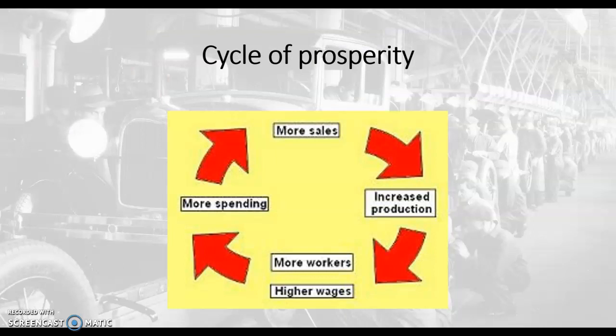And what you had in America at the time was this ongoing cycle of prosperity. The word prosperity was the buzzword in the 1920s. You had increased production and therefore more workers, higher wages. They're going out to spend more, which obviously led to more sales and therefore increased production again. And with increased production comes technological advances. Companies were trying to find ways of improving their production lines.